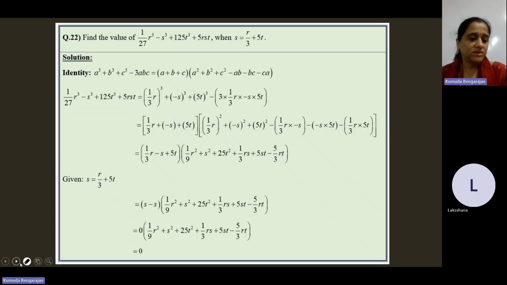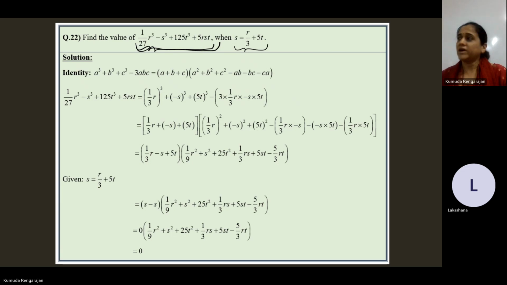All right. So let's understand the question. Find the value of this expression when S is equal to R by 3 plus 5T. So we'll first factorize this. Whenever you have an expression, by default you should factorize it. Find the value doesn't mean that you have to do something else. Nothing else can be done with this expression. It has to be factorized. Whatever be the heading, you have to factorize and then answer the question. We'll find the value, but we'll first factorize and then find the value.